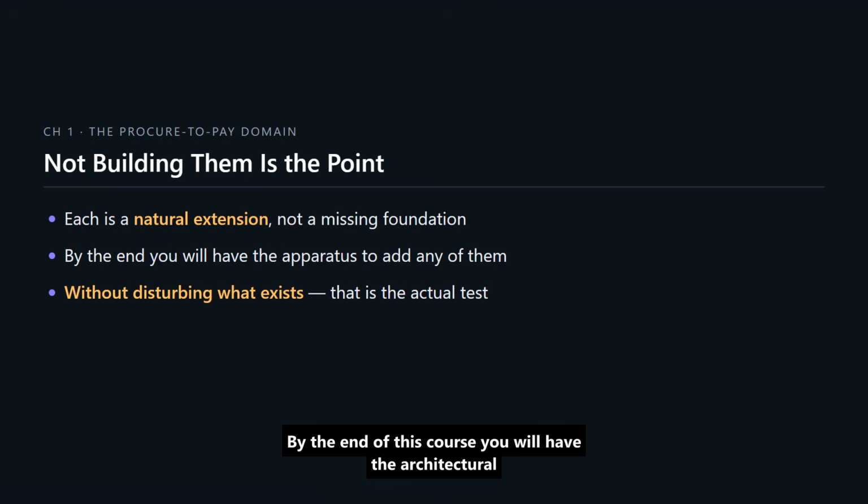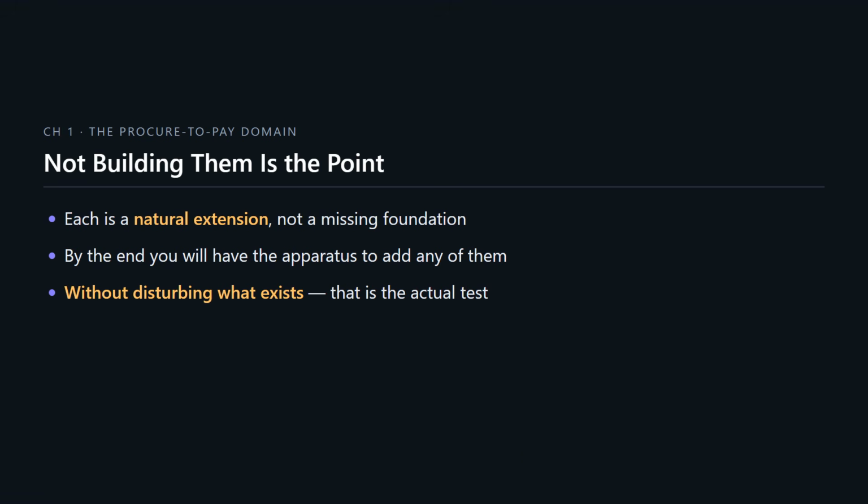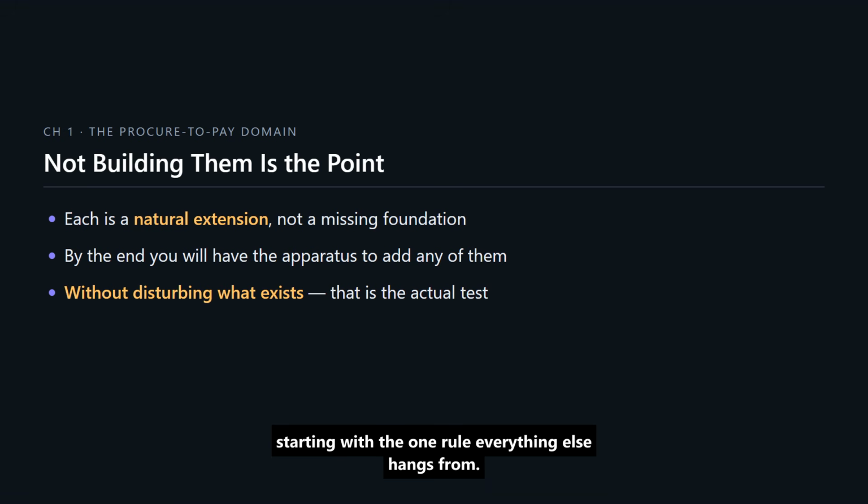By the end of this course you will have the architectural apparatus to add any of them without disturbing what already exists, and that is the real test of an architecture. Not whether it has every feature, but whether the next feature costs the same as the last one. A system where feature number 20 is 10 times harder than feature number 2 has failed, however clean its folders look. Appendix C sketches the design for the two most commonly requested. That closes Chapter 1. Next we turn to the architecture itself, starting with the one rule everything else hangs from.